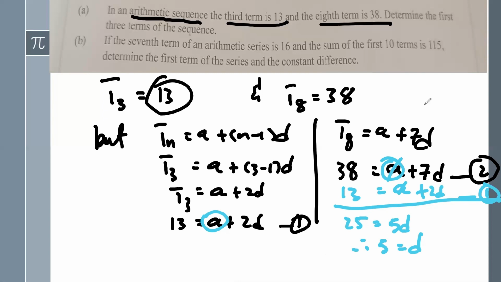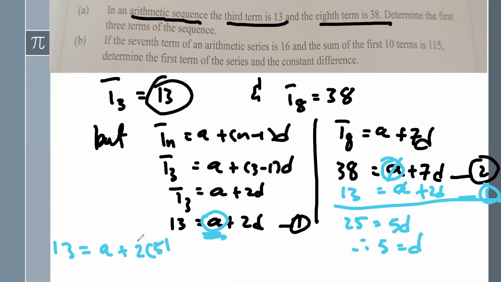All right. Otherwise, you can use substitution. You are more than welcome. Make A the subject of the formula here, substitute that in equation 2, find the value of A, etc. Then it's quite clear if D is 5, I can substitute either in equation 1 or equation 2 to calculate the value of A. So let's just do it quickly here.